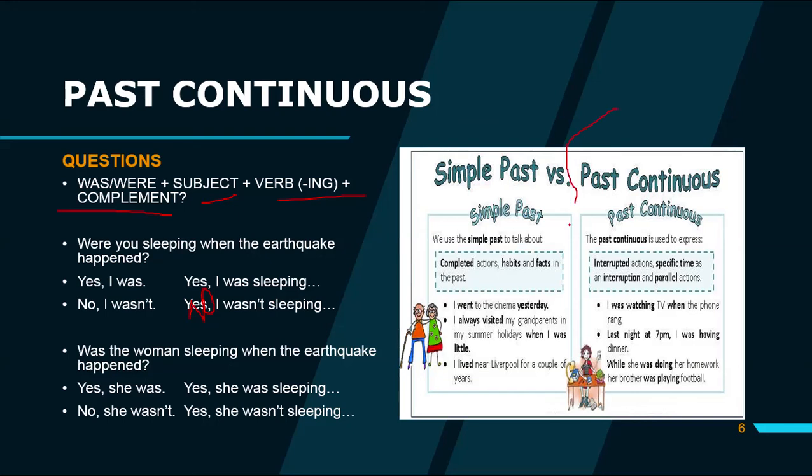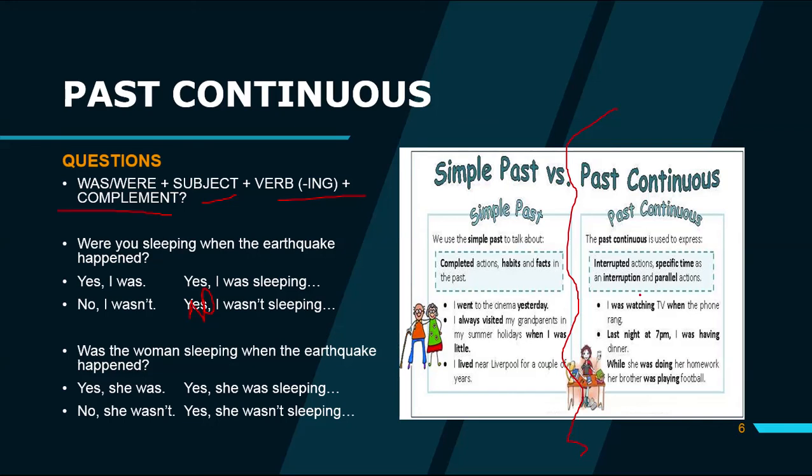Here, okay, I show you a little of the differences between simple past and past continuous. We use simple past to talk about completed actions, habits, and facts in the past. For instance, I went to the cinema yesterday. I always visited my grandparents in my summer holidays when I was little, or I lived near Liverpool for a couple of years.